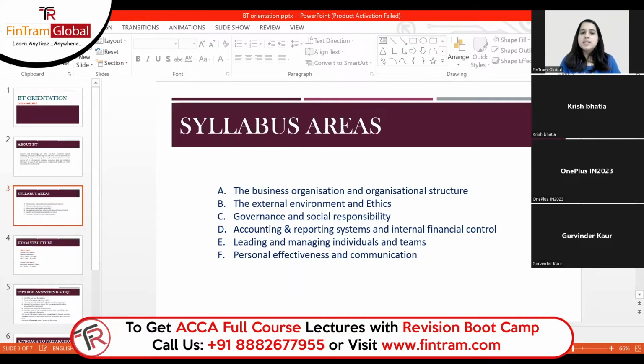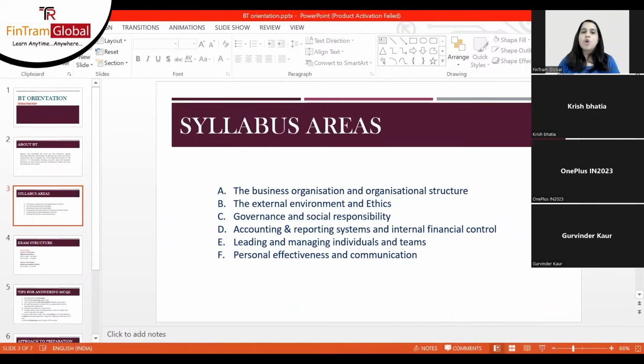The first syllabus area is business organization and organization structure. In the first part, you are understanding what exactly an organization is, what types of organization there are, and what can be constituted as an organization. You'll then also learn about stakeholders. There are internal stakeholders like your employees and directors, external stakeholders like the government, and also connected stakeholders. So you will be learning about the various types of stakeholders and what an organization is.